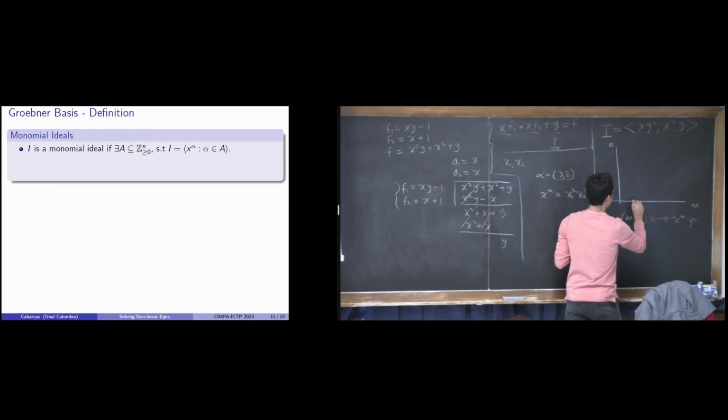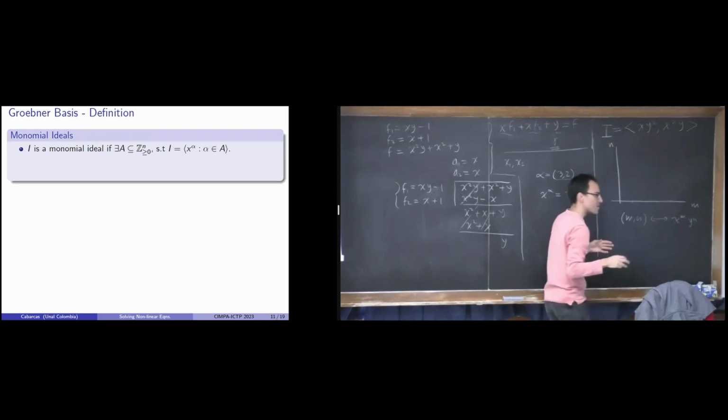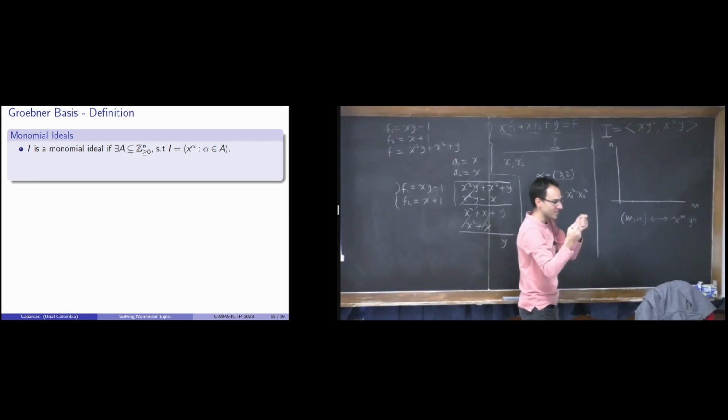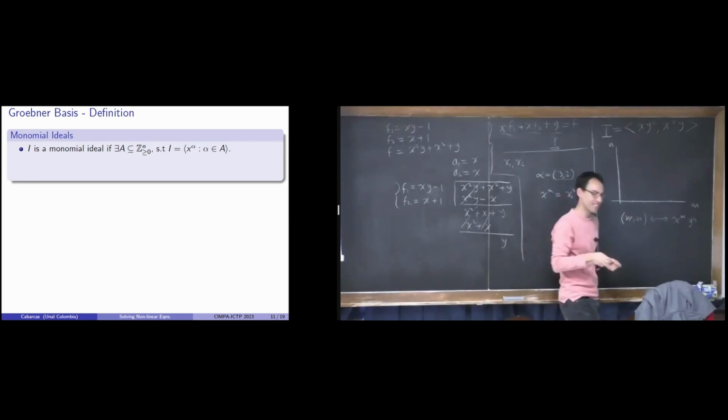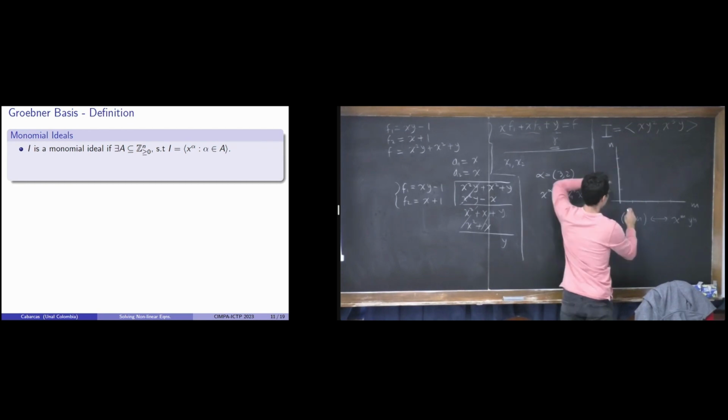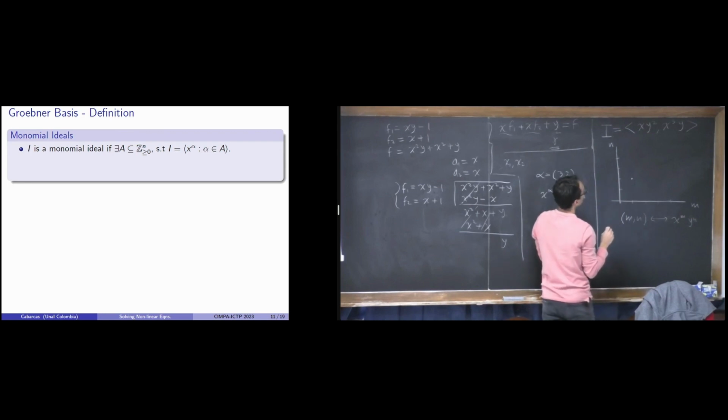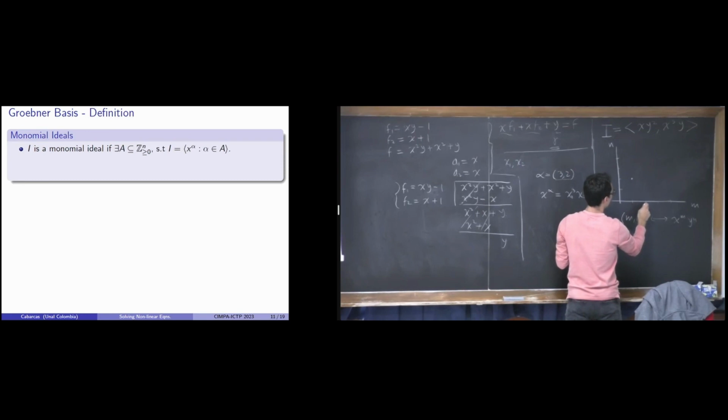And of course, there are no fractions. It's just integers, right? So we're going to be looking at just the integers. For example, x y squared would be the tuple 1, 2, and x cubed y would be the tuple 3, 1.